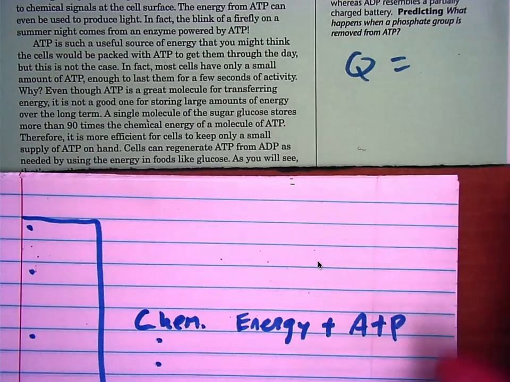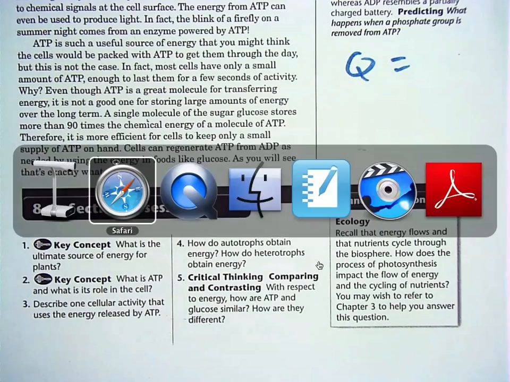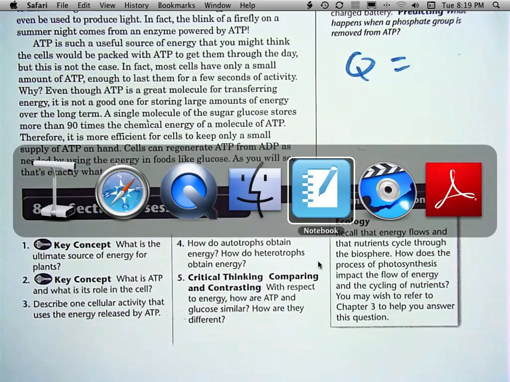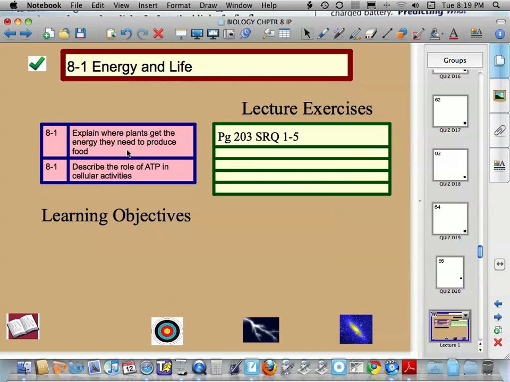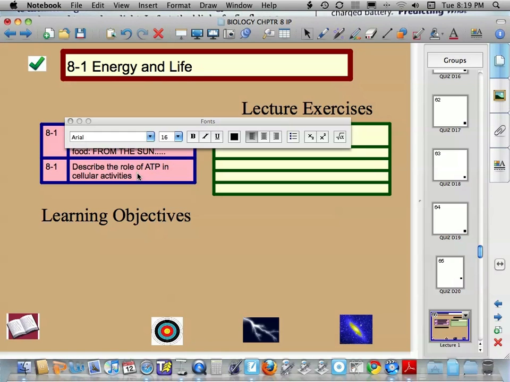Okay, moving right along. We come to the end of our section. Please remember, 1, 2, 3, 4, and 5 are part of our lecture exercises. Let's go back real quick and review our objectives. Explain where plants get the energy they need to produce food. This is easy. From the sun. How do they do that? Describe the role of ATP, my computer's going real slow, of ATP in cellular activities.